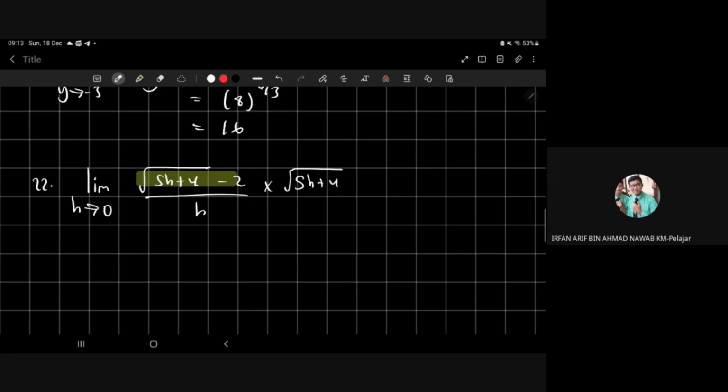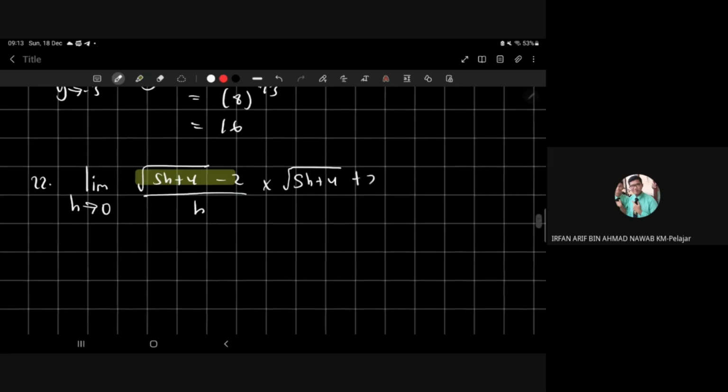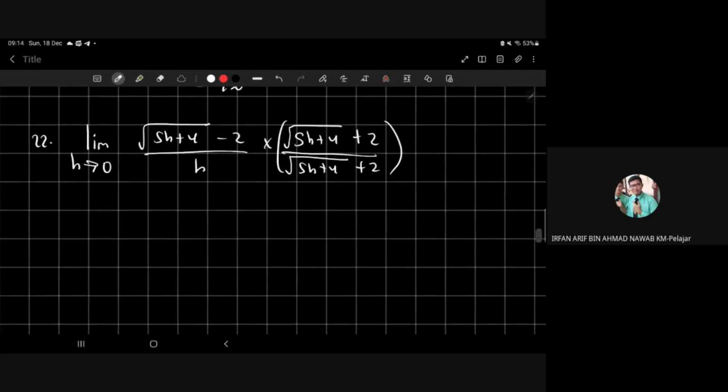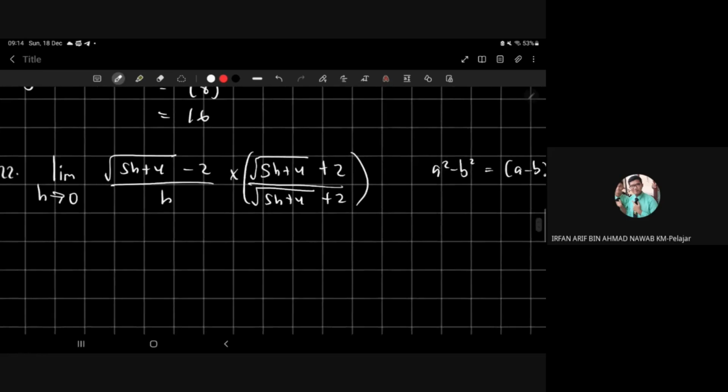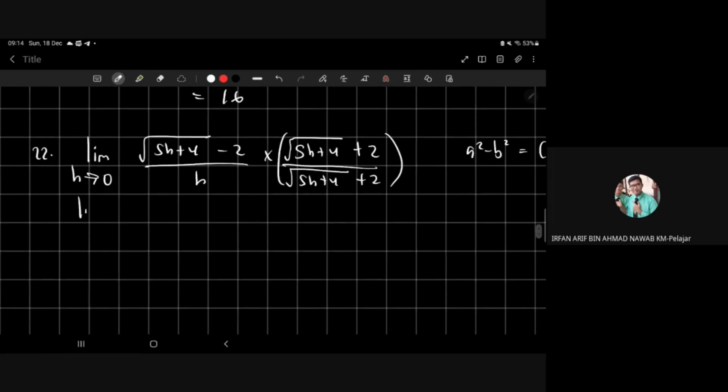Basically, we are multiplying by its conjugate. So for the square root of 5h plus 4 plus 2, divided by the square root of 5h plus 4 plus 2. From here, you could expand it. Then based on this factor, let's say a squared minus b squared, we can factorize this to become a minus b, a plus b. By following it, you will get the limit as h approaches 0.